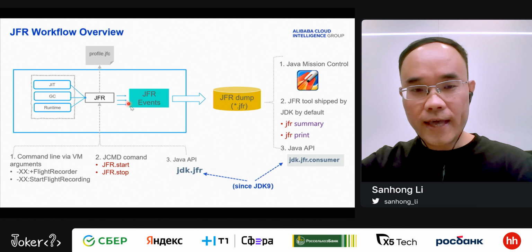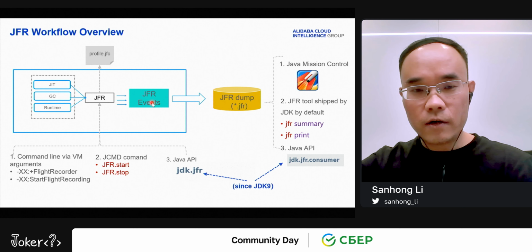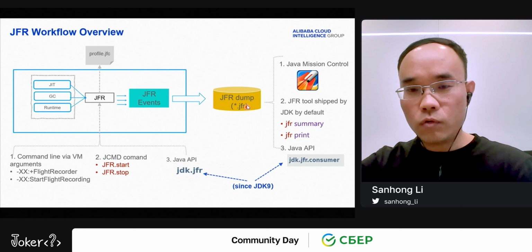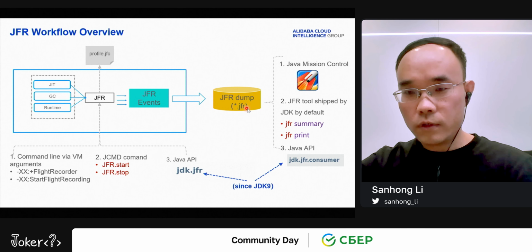After the JFR events have been collected, they can be dumped to disk as a file, a JFR dump file. And when you have the JFR dump file, you have different ways to analyze it.